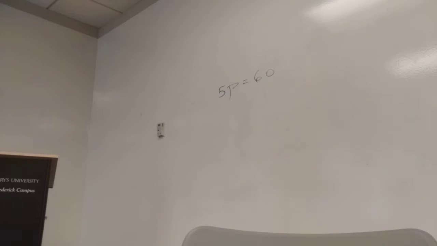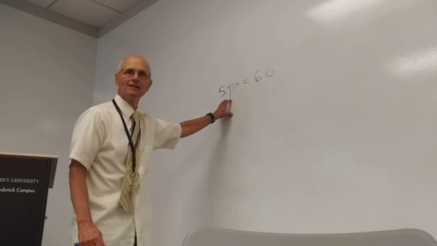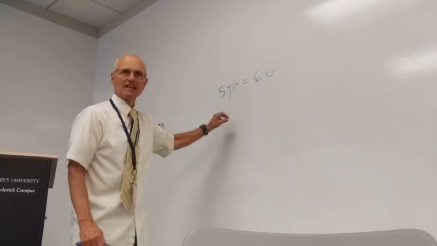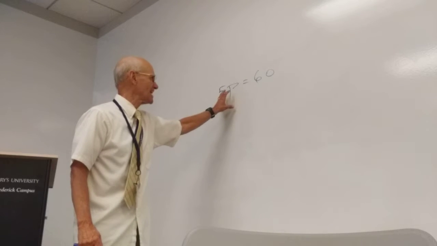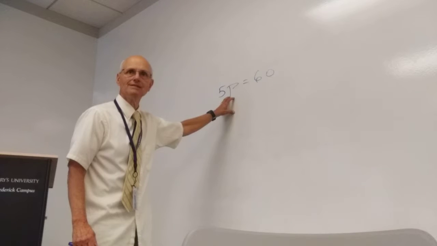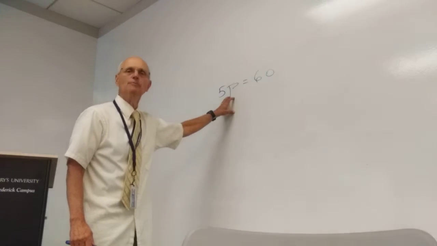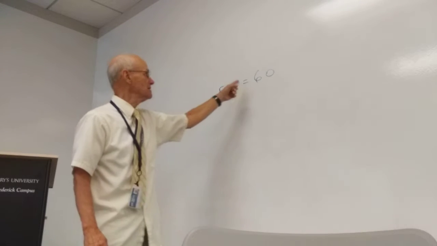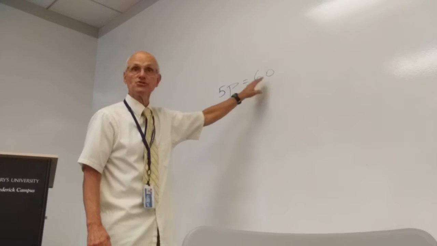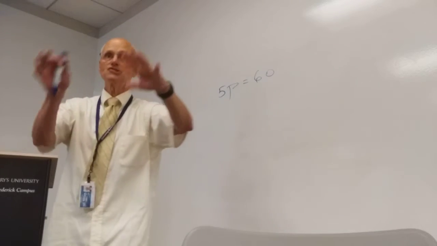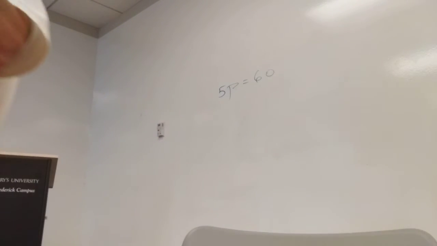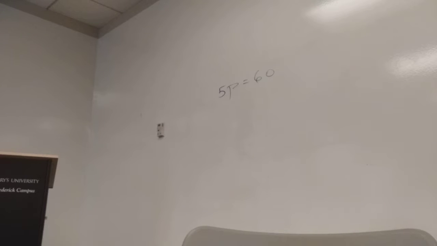Let's read the problem again. Read this part to me. 5p. What arithmetic is it? Is this add, subtract, multiply, or divide? 5p. What does 5 next to p mean? Means multiply. 5p equals 60. It's an equation. We've got to do something to both sides. We do the opposite of what's being done. It says 5 times p.